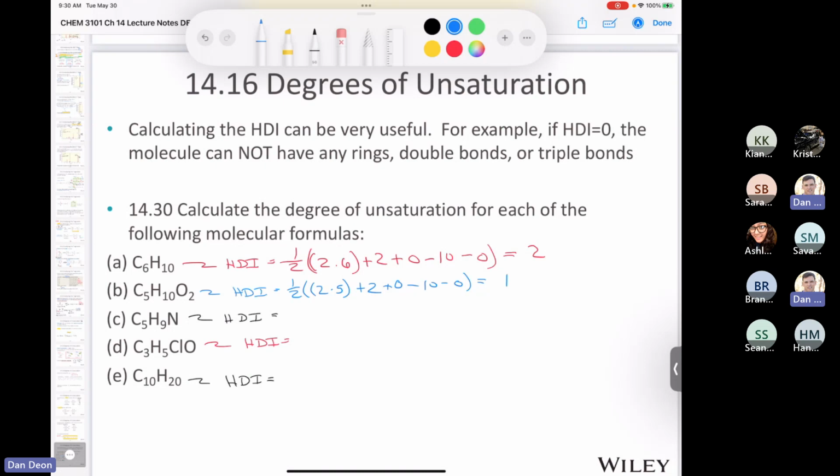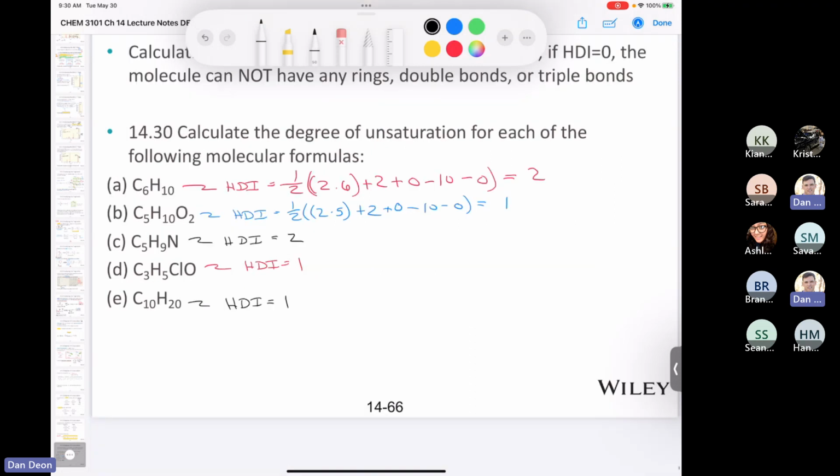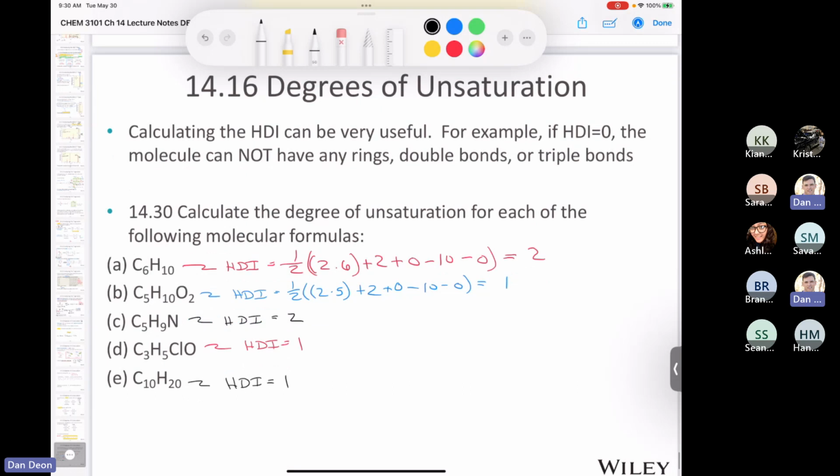All right, for the third one, we get an HDI equal to 2. In the last two, we get 1. So we get 1 here and we get 1 there. All right. And that covers all of chapter 14. The entire thing, the whole kit and caboodle is done.